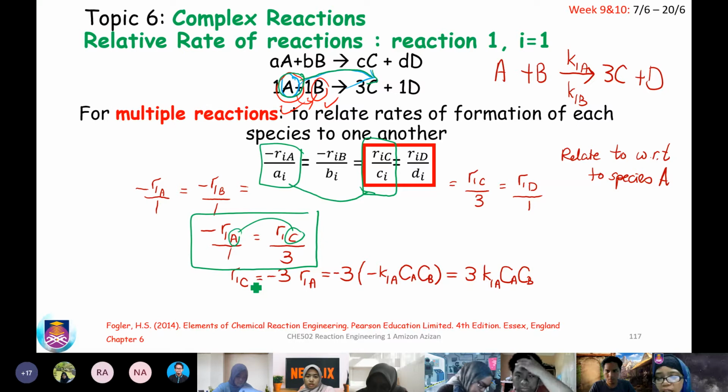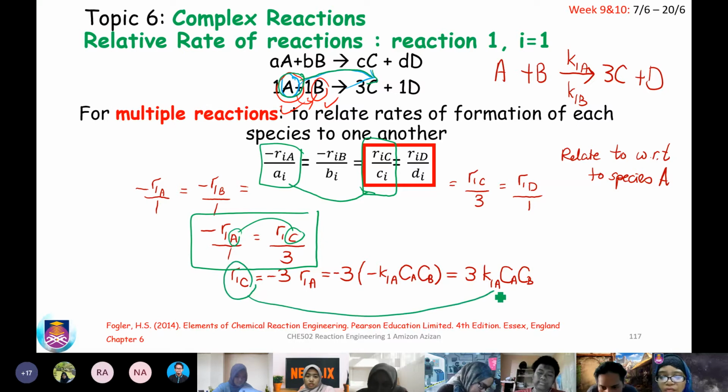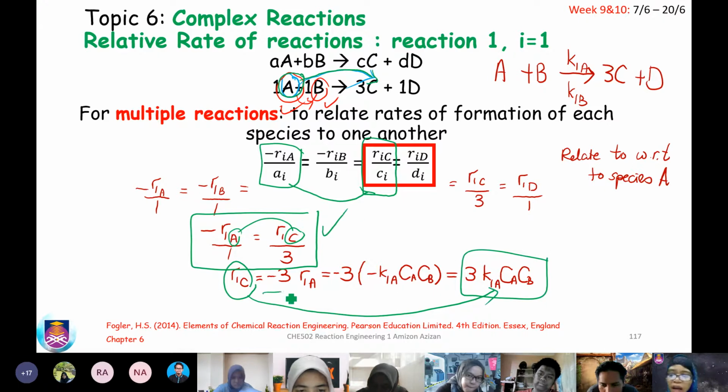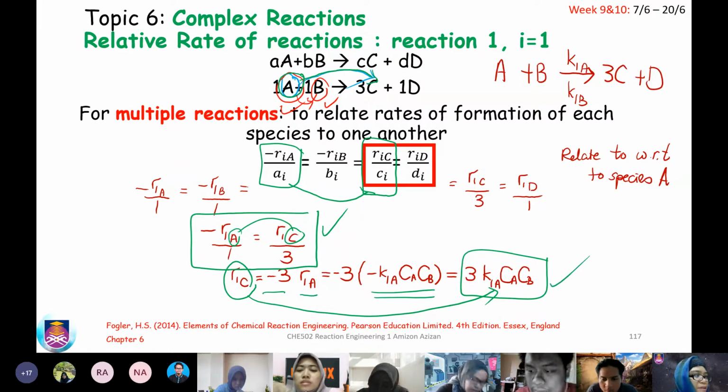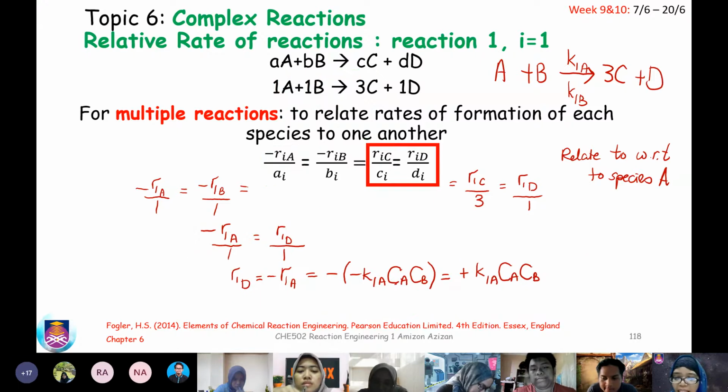Okay. So R1C is equivalent to the final equation. How do we get that? Of course, simply solve that relationship, minus 3 R1A, and we know R1A is such and such equation, then simplify it. All right, very good. Next slide. We have done A to C.